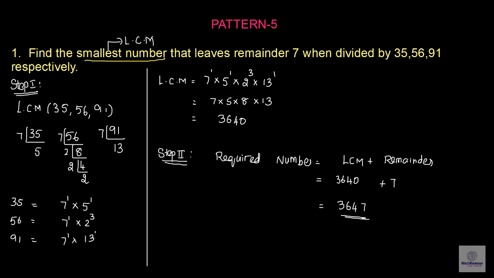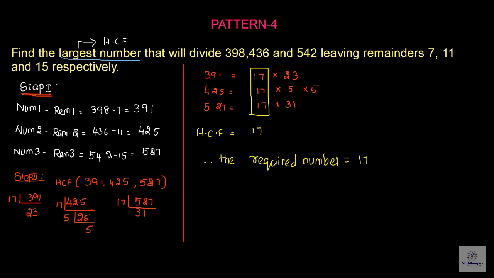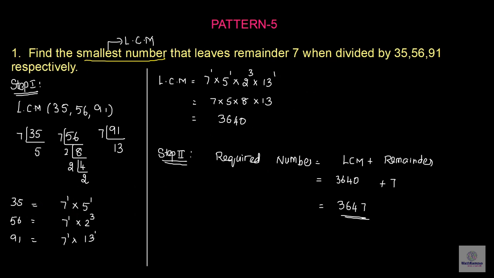So we have to compare and contrast both patterns. Here, first we find the LCM. In the smallest number sum, first we find the LCM, and after that we do LCM plus remainder. But in the largest number sum, first we subtract the remainders and in the second step we calculate the HCF. This is how we have to compare these two patterns and do the problems.